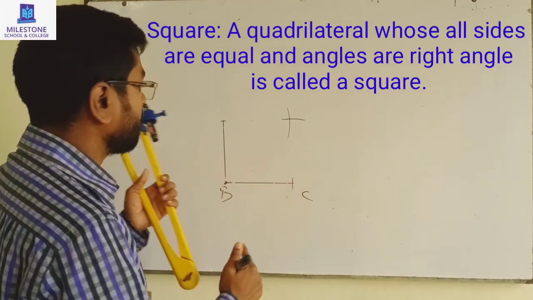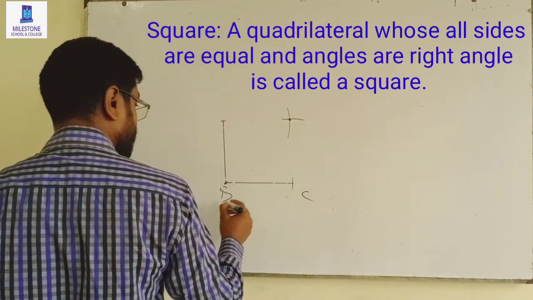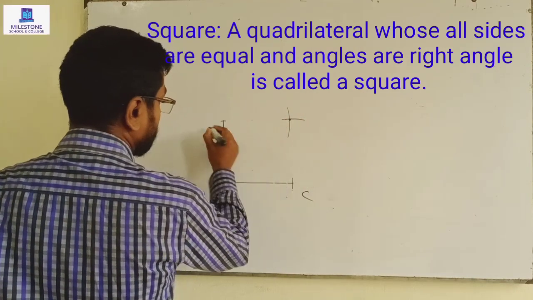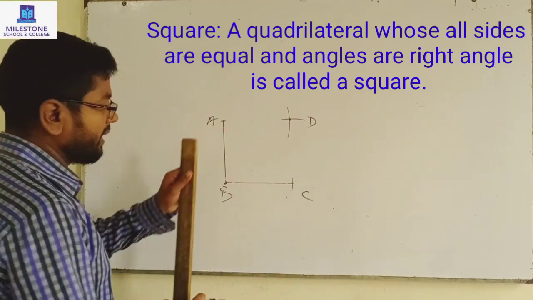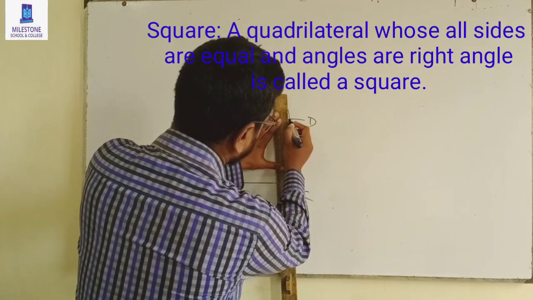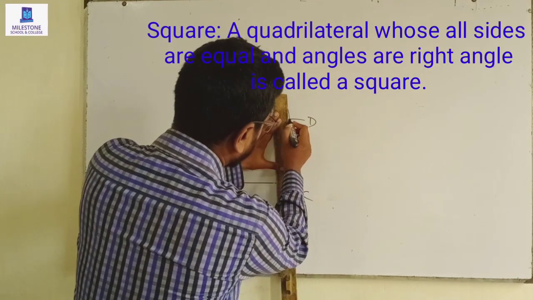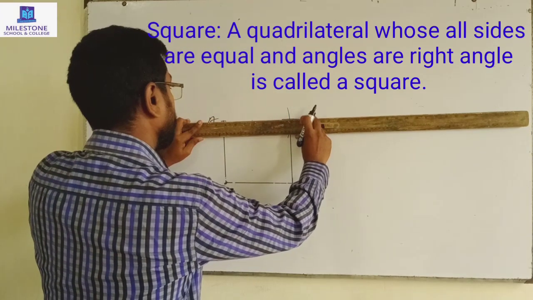Now we got a new point. What we will do? Its name. This is A. This is D. Now we will add this point. This confirms it. Then we will add it.